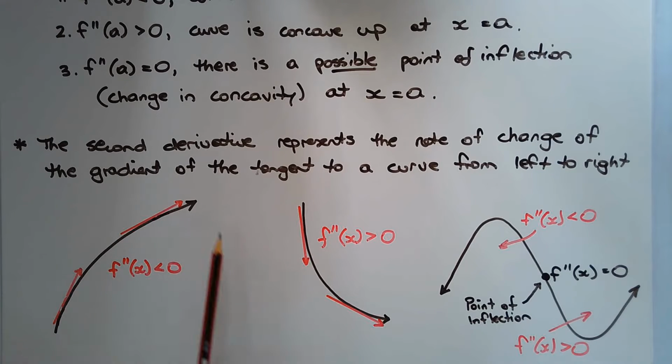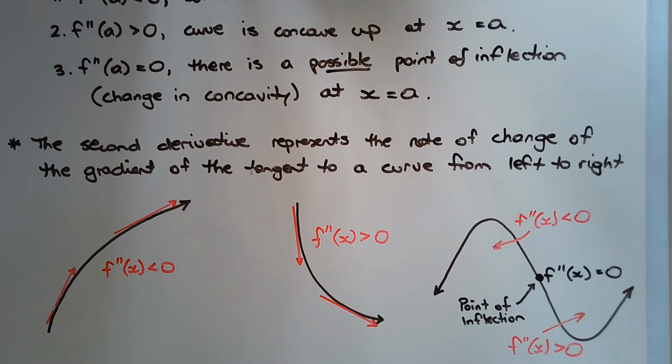So the first example shows a concave down section of a curve. And this is where the second derivative is less than 0 in the interval. And we can see that the gradient of the tangent from left to right is getting smaller. In this diagram, this shows a concave up section of the curve. And we can see here that the gradient of the tangent is in fact increasing from left to right. So the second derivative is greater than 0 in this interval.